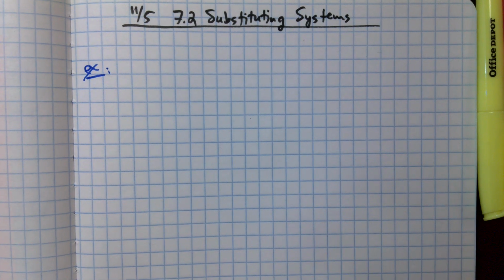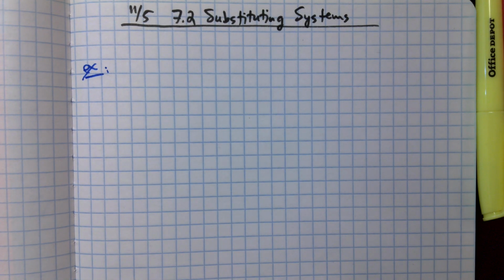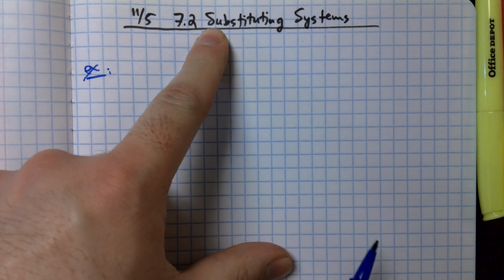We're going to learn how to solve a system in a couple of different ways. We already did graphing, very easy. Graph the lines, wherever they cross is my solution. But sometimes I'm not going to graph them. I'm going to do something called the substitution method.